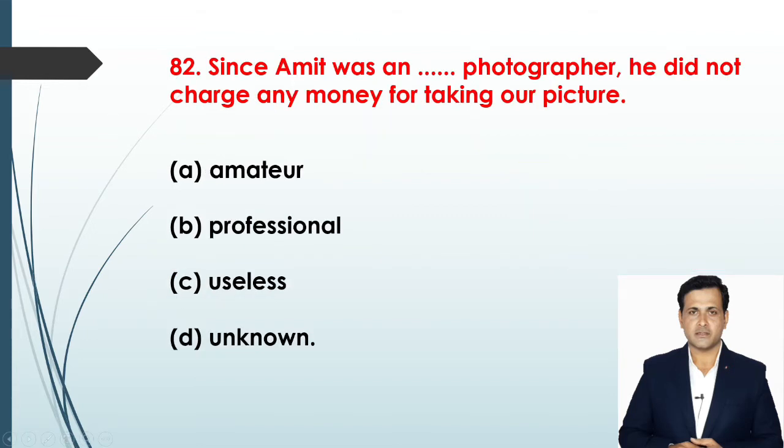Next one. Since Amit was dash photographer, he did not charge any money for taking our picture. Professionals charge money. Amateurs are those who are learning, very new, or do it just for fun or as a hobby. So the correct answer is amateur. Since Amit was an amateur photographer. I am an amateur singer means I have a hobby, I just sing. I'm not professional. We use amateur for those who have a hobby or are in the learning process or beginning.